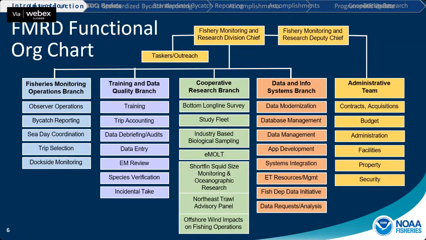Starting on the left-hand side here in blue, the fisheries monitoring operations branch is really to support observer at-sea deployments. We work with the providers very closely and on any at-sea observer emergencies. Our training and data quality branch focuses on data processing, QA/QC, data debriefing, and of course our training for observers. Cooperative research branch does a lot of research directly with the industry, and they have some long-term projects like study fleet and bottom longline. They also have some new projects as well, such as SWIBS. Dr. Mercer will be talking about that next.